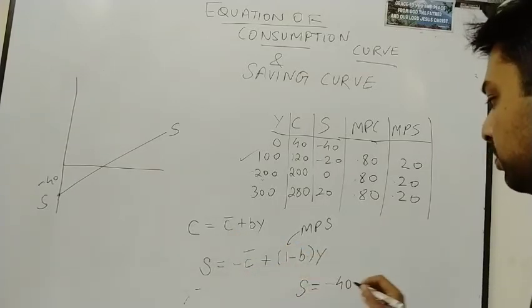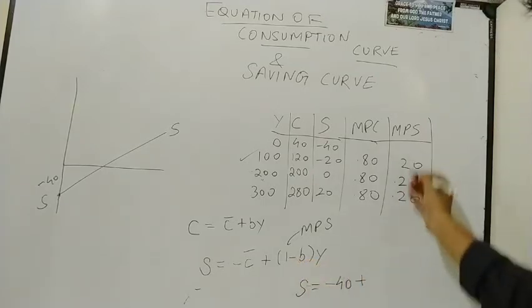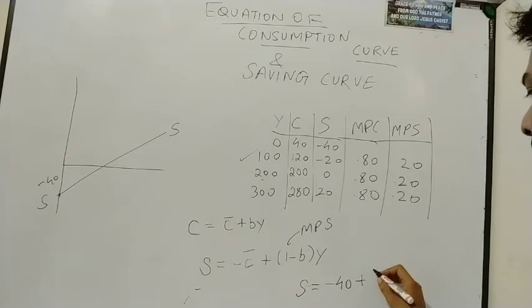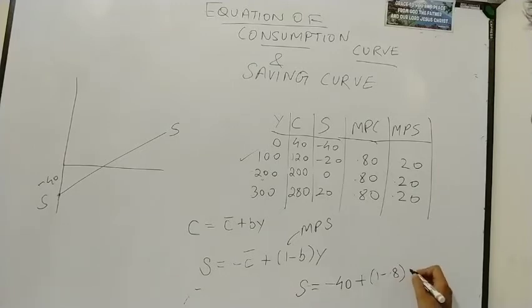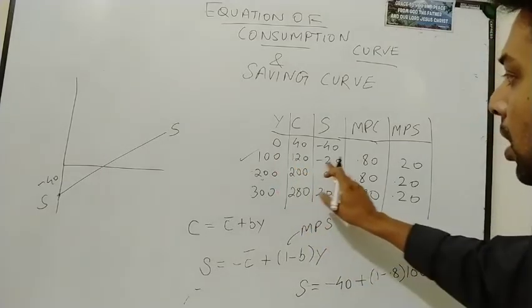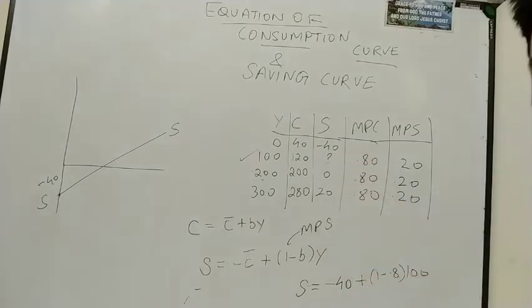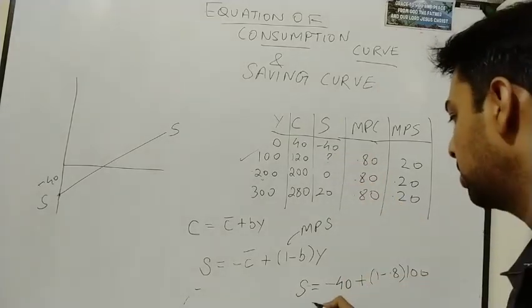Then 1 minus b. So put a plus sign. 1 minus b, or this is MPS. So directly I can write MPS, or I can write it as 1 minus 0.8. Like this also I can write. Why will I put 100 over here? Because I'm calculating at the 100 level of income. I'm trying to find out at this particular level how much was the savings. We don't know about this. We have to calculate this. So let us try to find out.